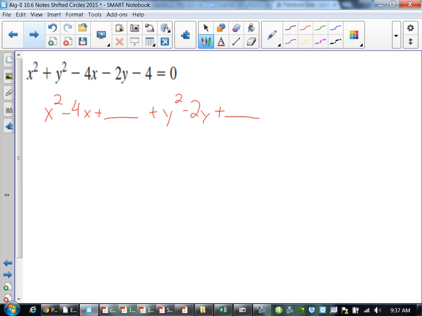Notice I started right off the bat by putting in the plus blanks. I put in 2 blanks on the left side. How many should I put on the right side? 2. Good.